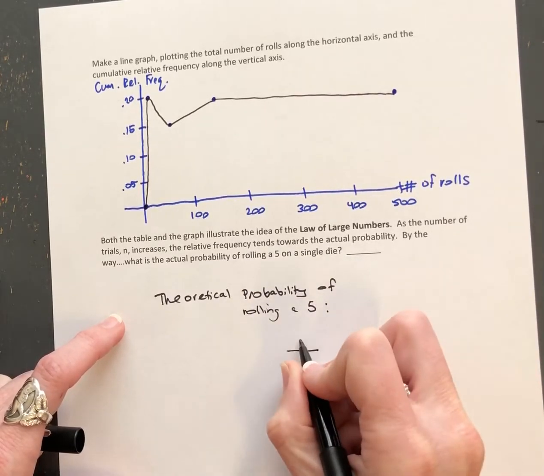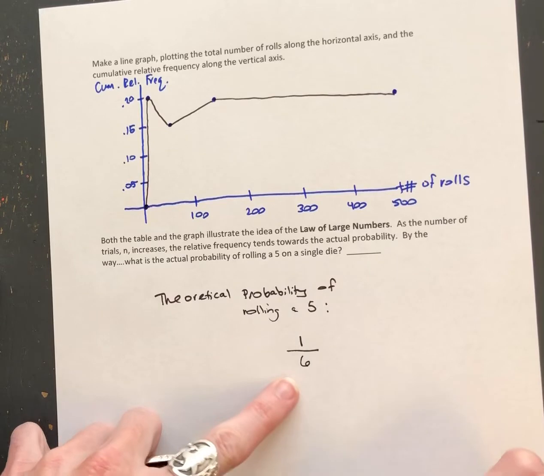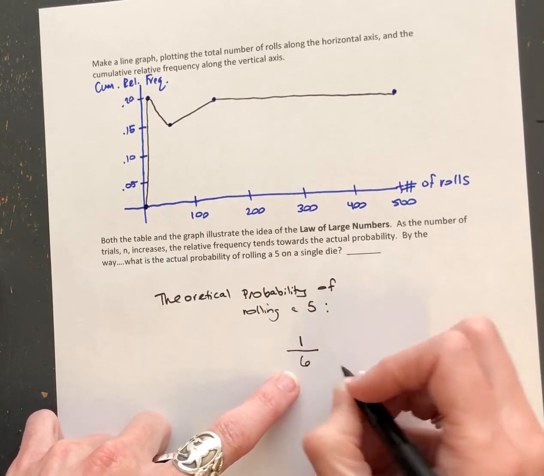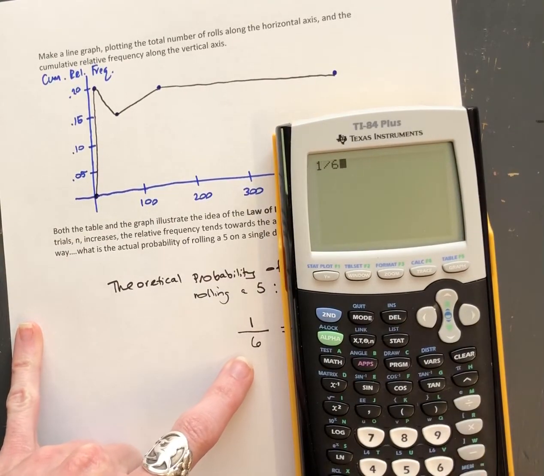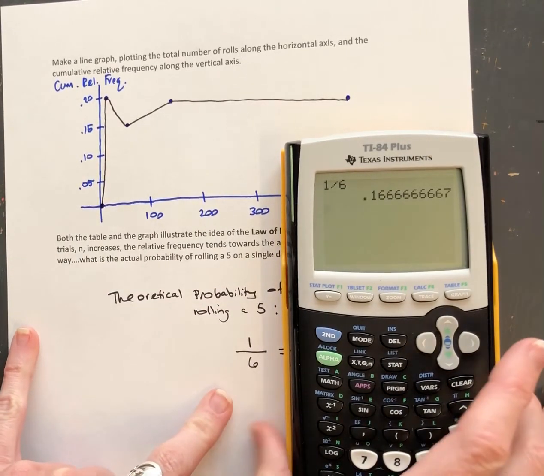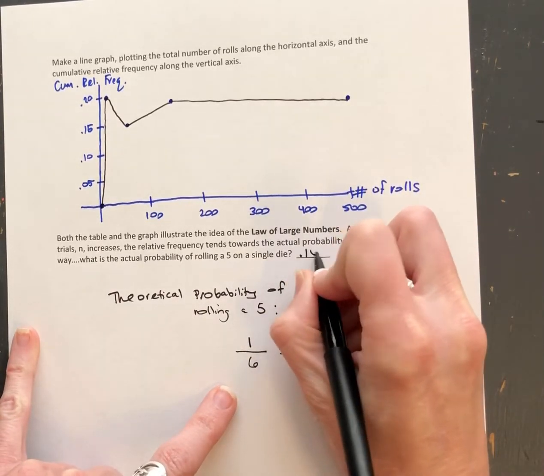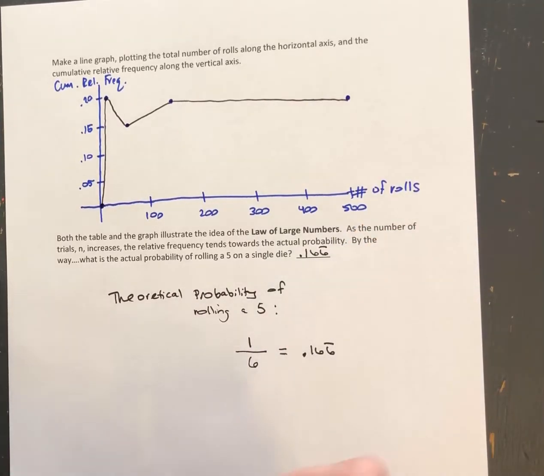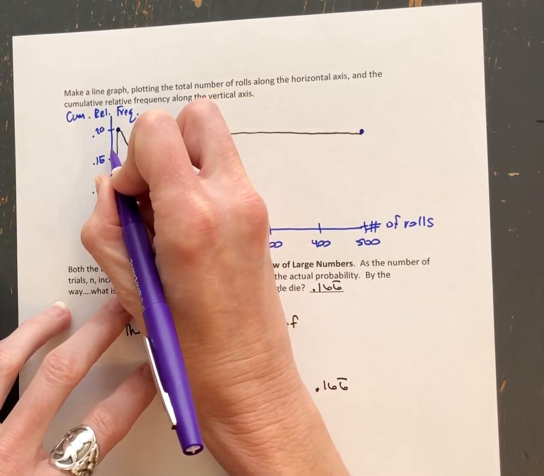Well, there is one way to get a 5, and that's if we actually roll a 5, out of 6 possible outcomes, right? 1, 2, 3, 4, 5, or 6, which if we take a look here, 1 out of 6 gives us 0.166 repeating. Okay, and what you can see if you look above at the graph that we were drawing is 0.166 repeating is about here.